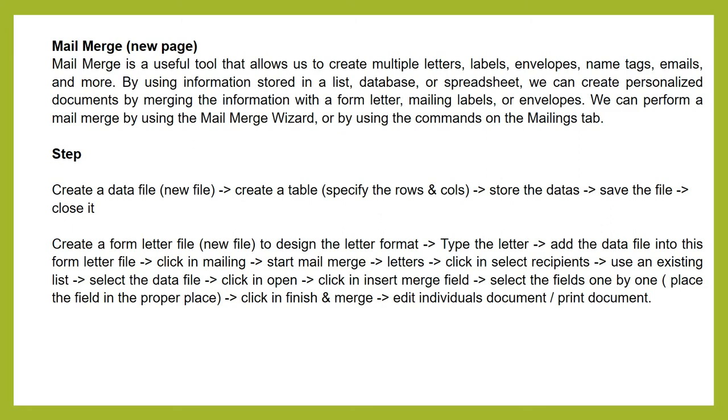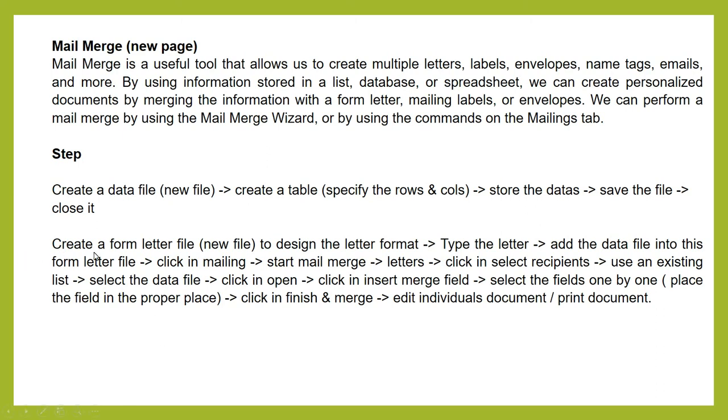Okay, so see this step. Create a data file by clicking on the new option. Then you have to select the table option. You have to specify rows and columns. Means, for your 5 friends, how many rows are needed? 5 rows are needed, and I have to store name, address, phone number and the city, so I need 4 columns. So you have to select columns as 4 and rows as 5. Then store the data, means after creating the table you have to type the data, then save the file, and most importantly you have to close the file. Remember, after creation of the data table you have to close the file.